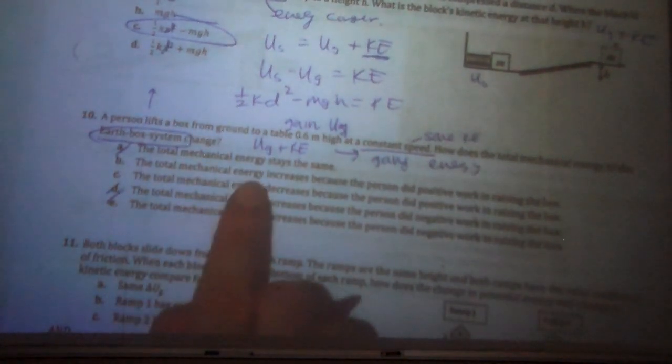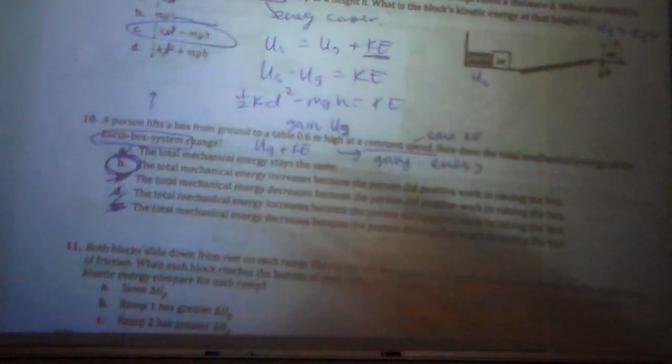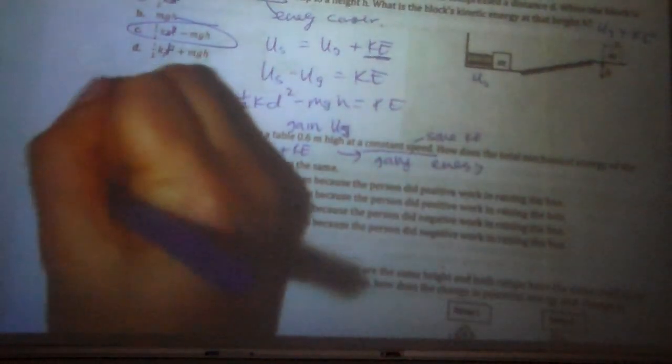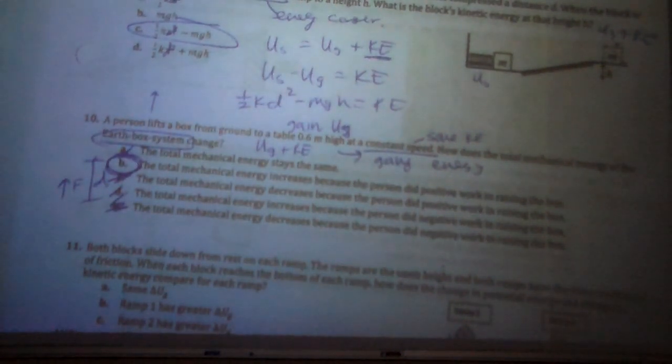So the total mechanical energy increases because of positive work. Oh yeah, I meant to cross off C here. But it's okay because it's increasing, doing positive work. The other way to think about it is the person is pushing up and the displacement is up. So then these two are in the same direction. That's positive work. And when you do positive work, you are going to gain energy.